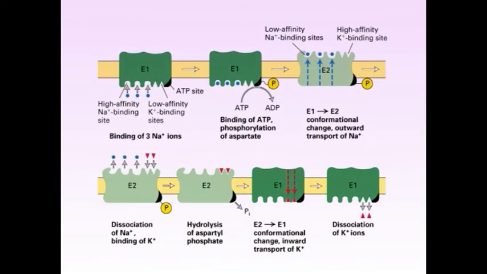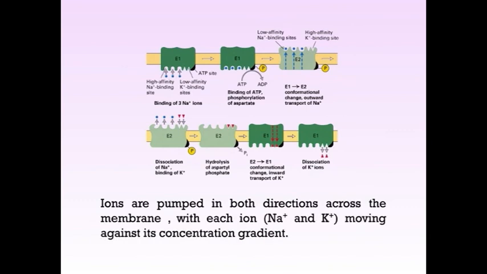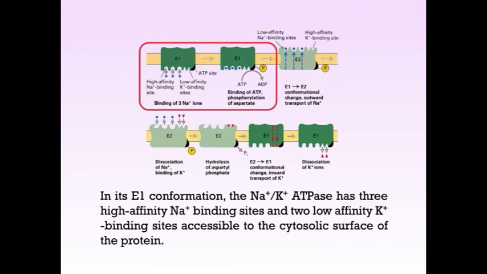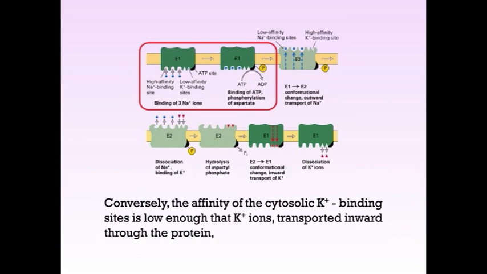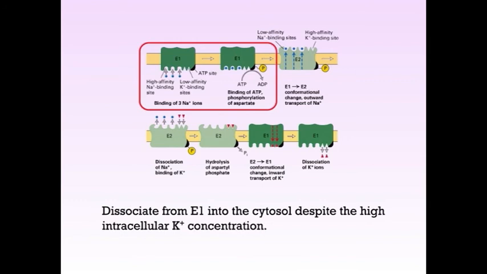The mechanism of action of the sodium-potassium ATPase, as outlined in the given illustration, is similar to that of the muscle SR calcium pump, or SERCA, except that the ions are pumped in both directions across a membrane, with each ion, which is sodium and potassium, moving against its concentration gradient. In its E1 conformation, the sodium-potassium ATPase has three high-affinity sodium binding sites and two low-affinity potassium binding sites accessible to the cytosolic surface of the protein. Sodium ions normally will fully occupy these sites. Conversely, the affinity of the cytosolic potassium binding sites is low enough that the potassium ions transported inward through the protein dissociate from E1 into the cytosol despite the high intracellular potassium concentration.